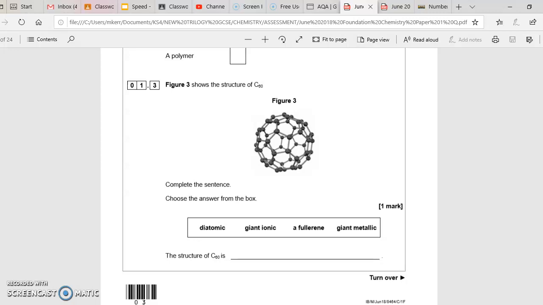Okay, so our answers, we've got diatomic, which means it's got 2 atoms within it. So like Cl2, F2, O2, N2, they're all diatomic molecules. So this one's got 60, so we can eliminate that. Giant ionic, now it's only made of carbon, and carbon is a non-metal, so it's not going to be ionic, because remember you need a metal and a non-metal. A fullerene is a type of giant covalent structure, so potentially could be that, and giant metallic, so it's made of carbon, not a metal, so it's not giant metallic. So this one is a fullerene, and its actual name is Buckminster fullerene, and it contains 60 carbon.